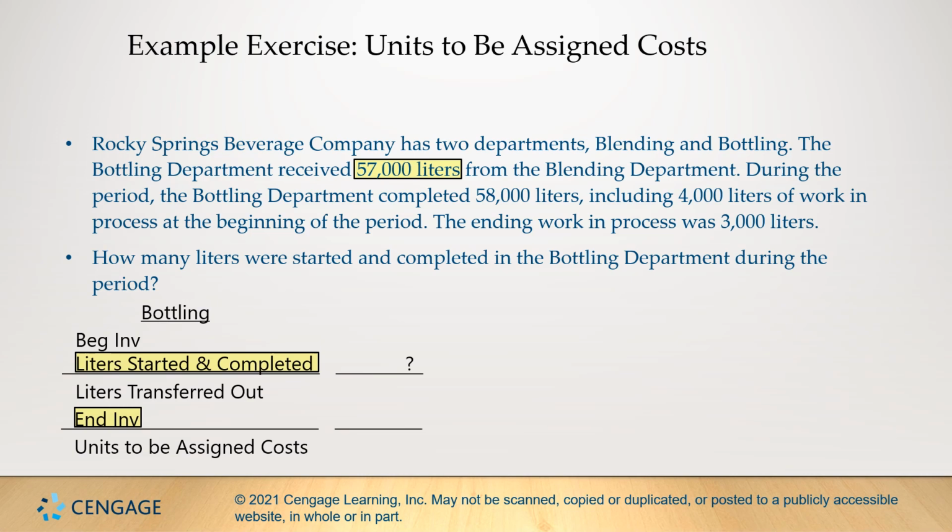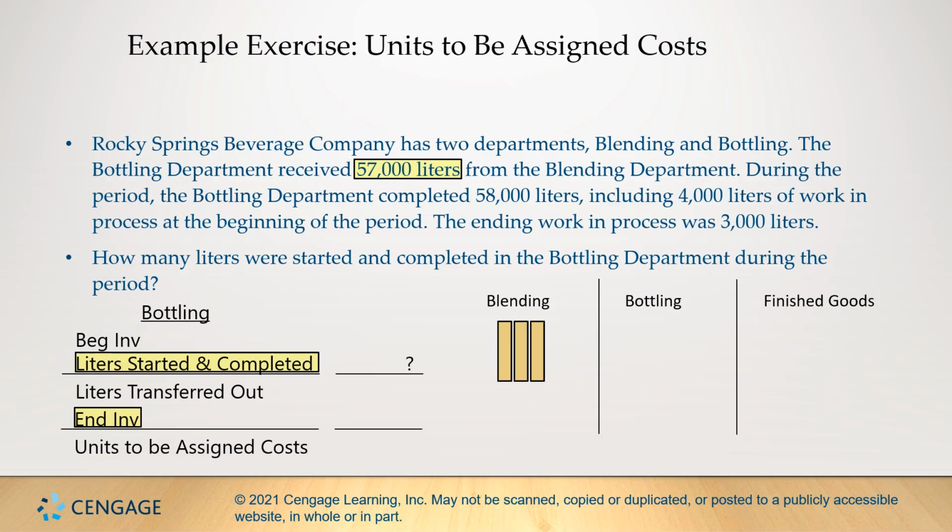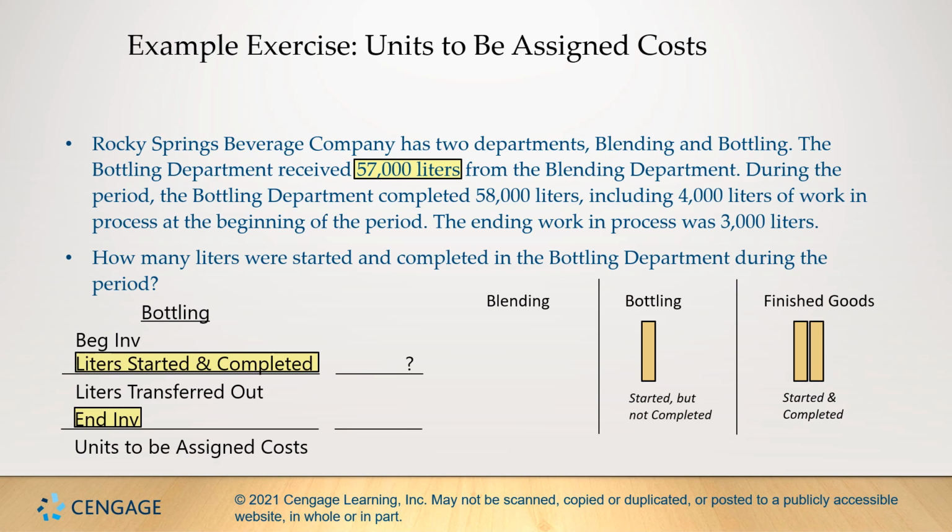If that's a little hard to comprehend, imagine it like this. Our inventory moved from the blending department to bottling to finished goods. Everything we start working on this month in the bottling department, we received from blending. Of everything we received from blending, some of it we finished and transferred to finished goods. What was moved to finished goods is what we started and completed. The inventory still in bottling is there because although we started it, we did not complete it. This is our ending inventory.